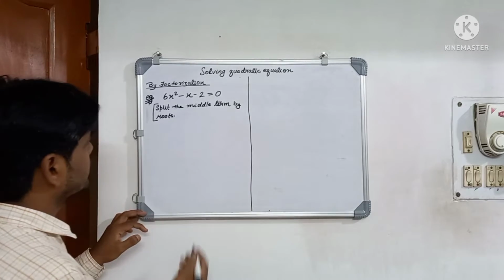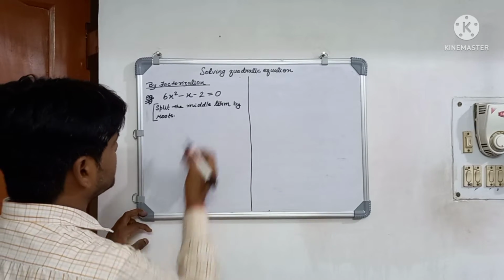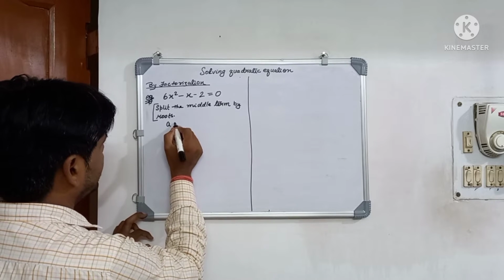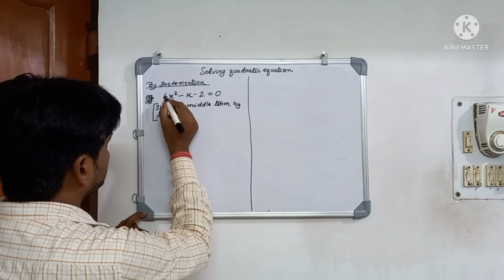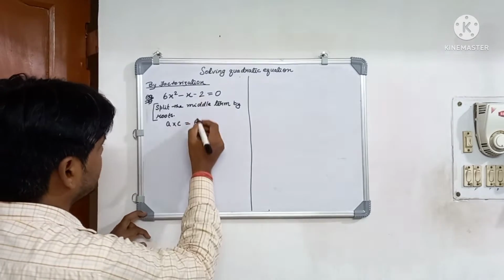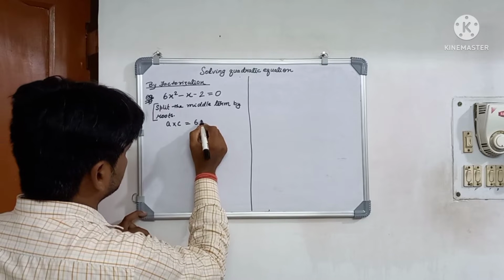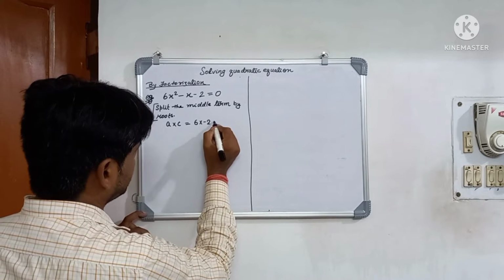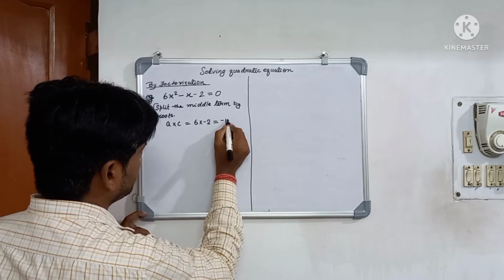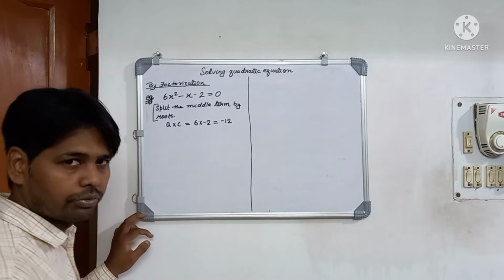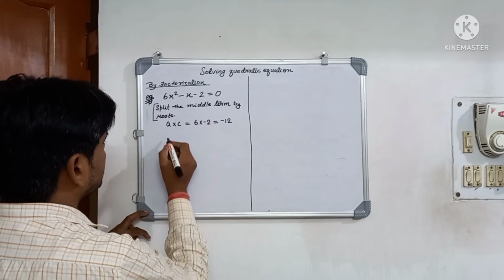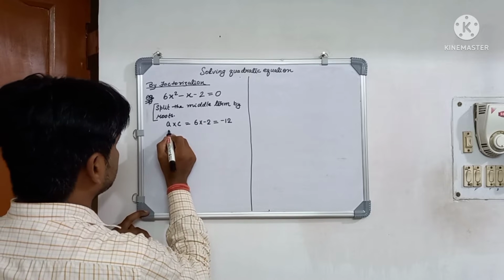Friends, moving on, in order to split the middle term, we first have to multiply a with c. The value of a here is 6 and c is -2. So first I will multiply these two, and the value we get is -12. Fine friends. Moving on to the next thing, I have to find the value of the middle term, that is b.